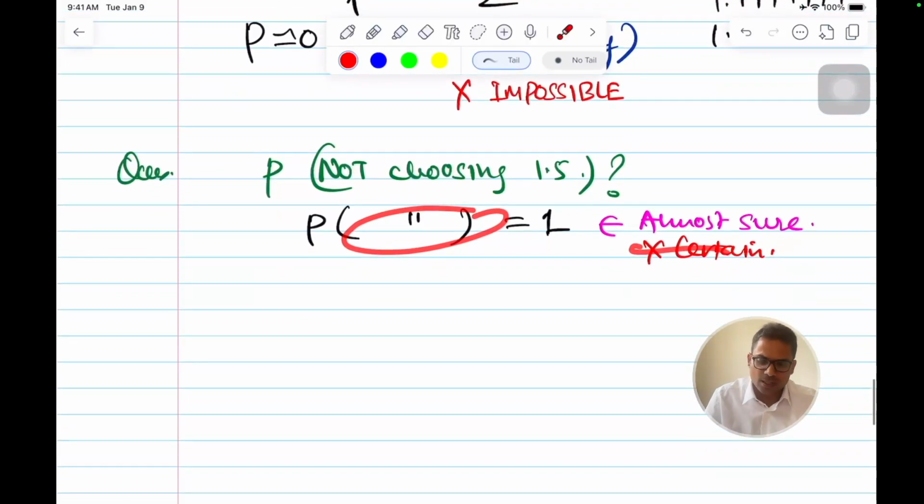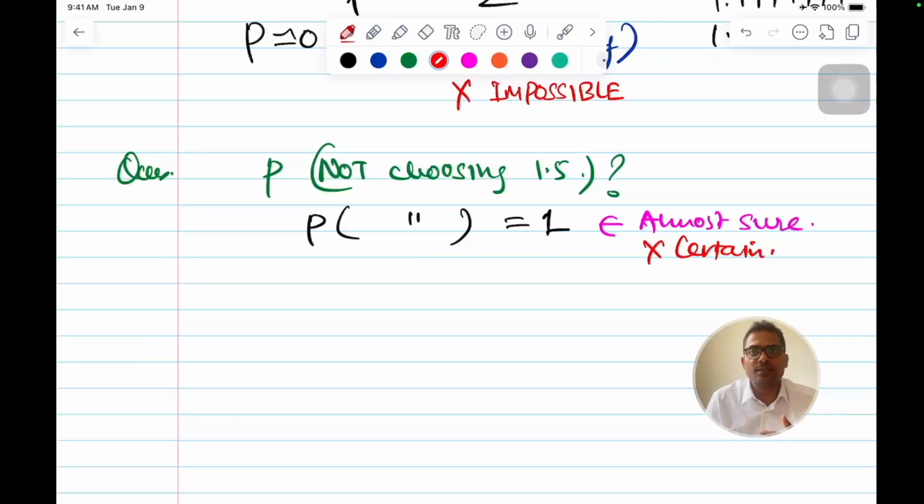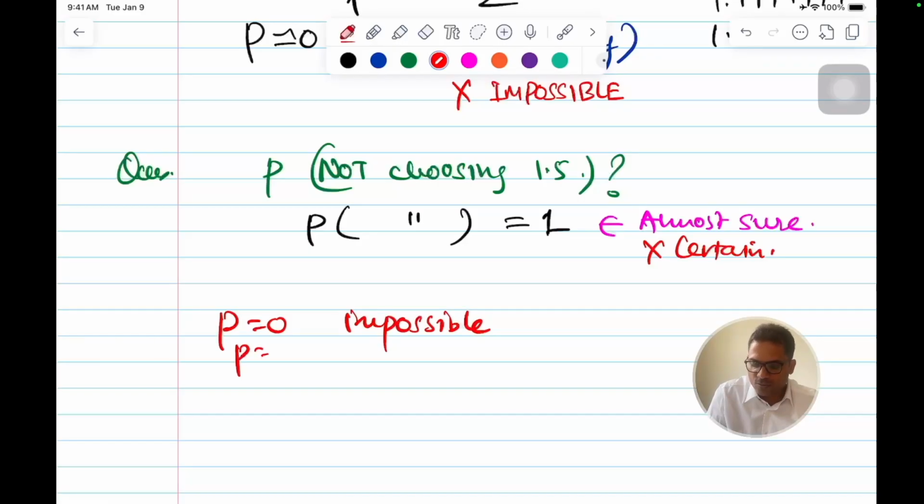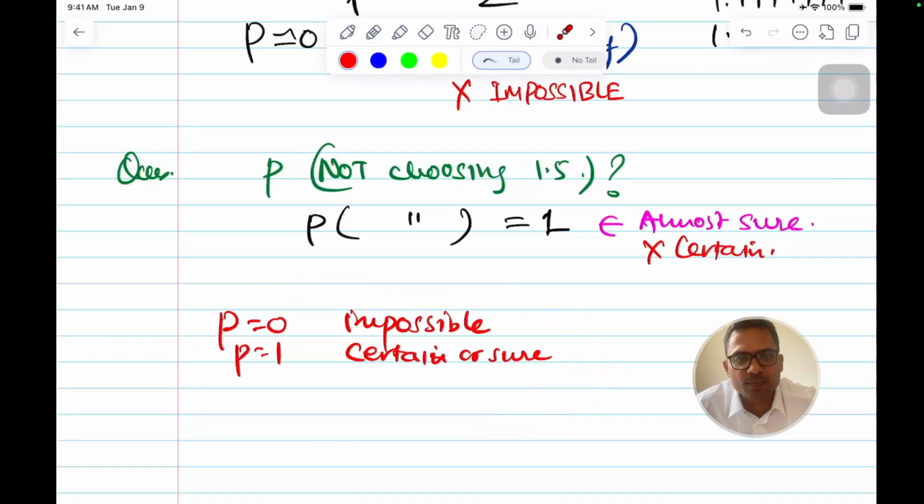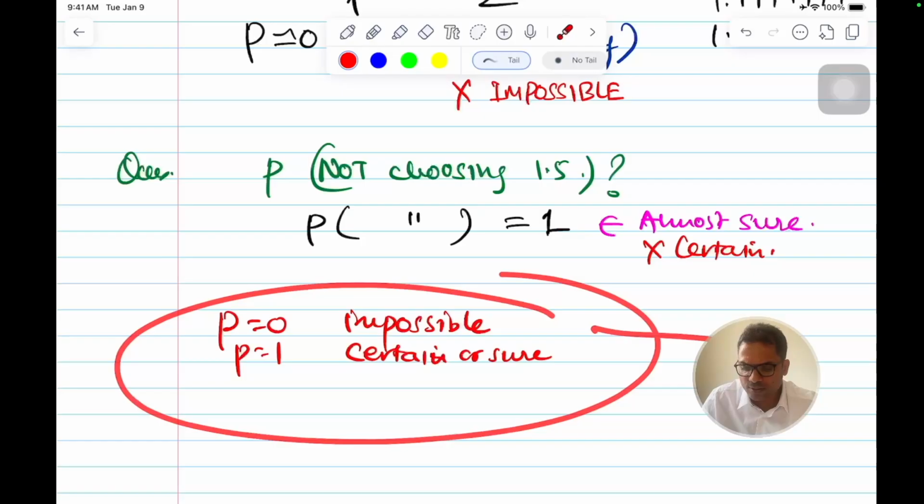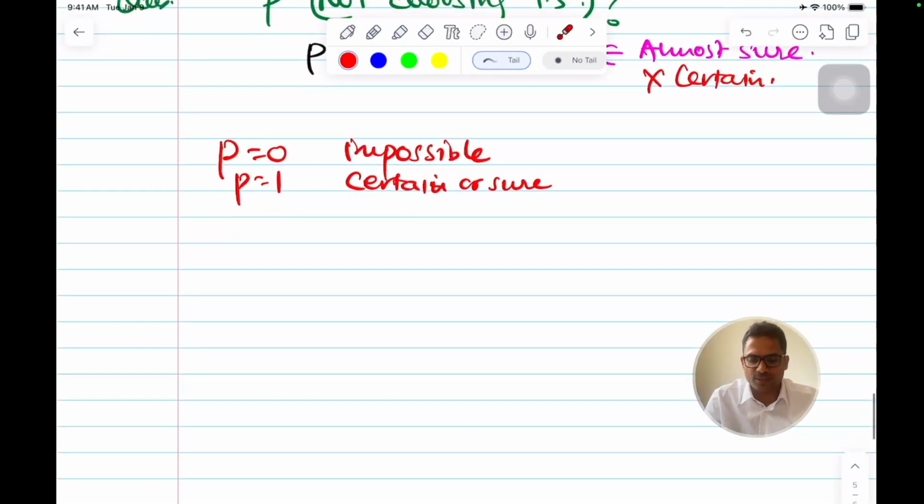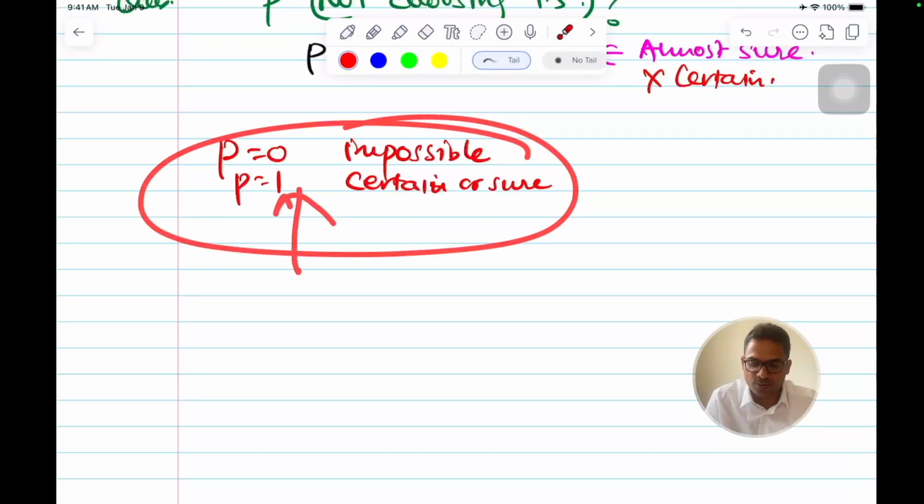But in practical terms, we mostly discuss finite or discrete numbers. So from there comes the definition that whatever we understand, p equal to 0 is impossible and p equal to 1 is certain or sure. And I can give you an example where this definition holds. Let me give you a quick example so that you understand. When will this definition of probability p equal to 0 and p equal to 1 hold?